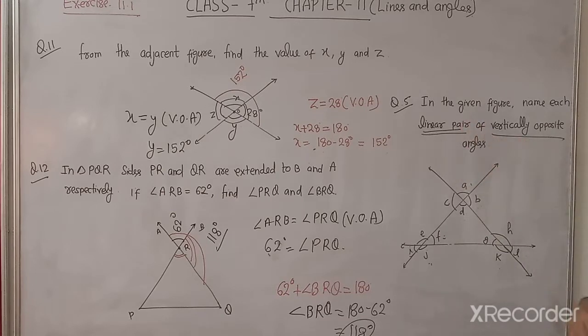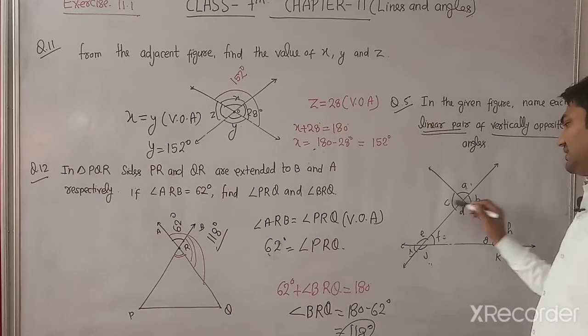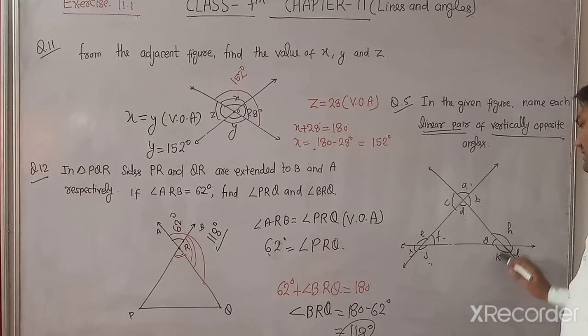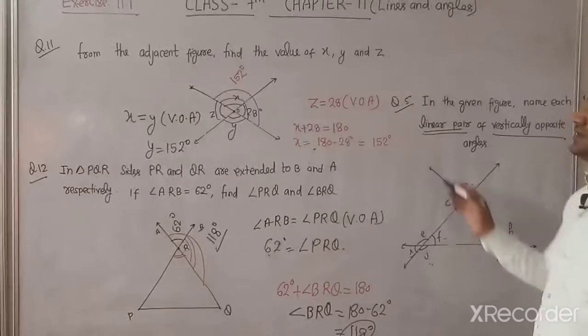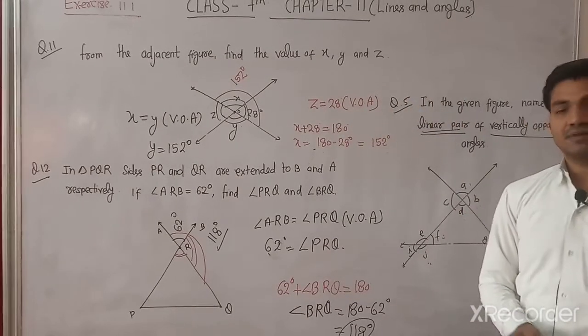Second is vertically opposite angles. The vertically opposite angles are: A and D, B and C, E and J, F and I, G and L, and K and H. This is the answer. Now complete these questions and exercise 11.1 is completed.